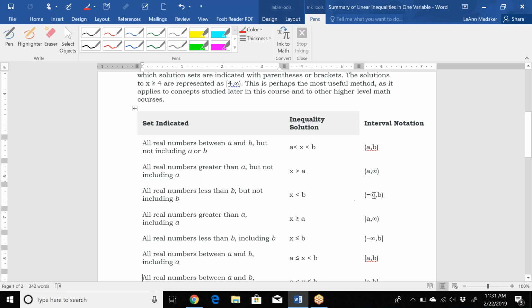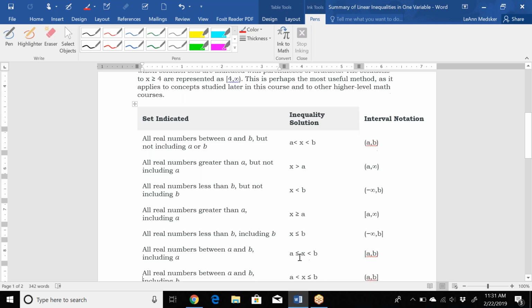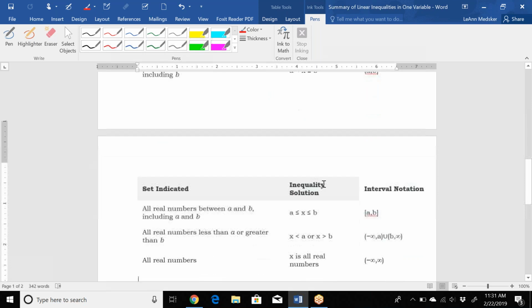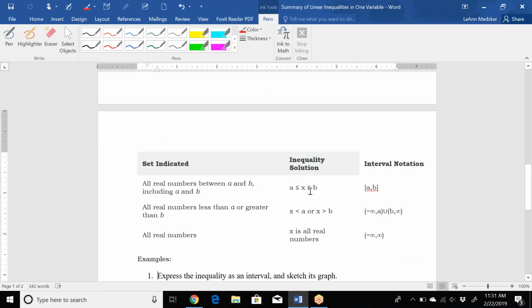So notice again, least to greatest. X is greater than or equal to a and x is less than or equal to b. That just changes it to a bracket on both of those. This one has what we call half open, half closed. This has equal to on the a, and this one has equal to on the b. So make sure you realize that the equal to goes with the piece closest to it. This one has both of them being closed on the ends.